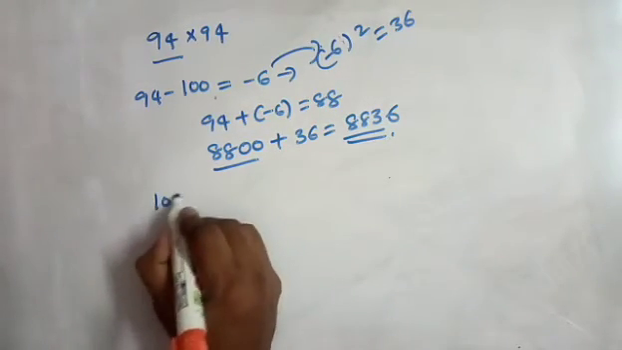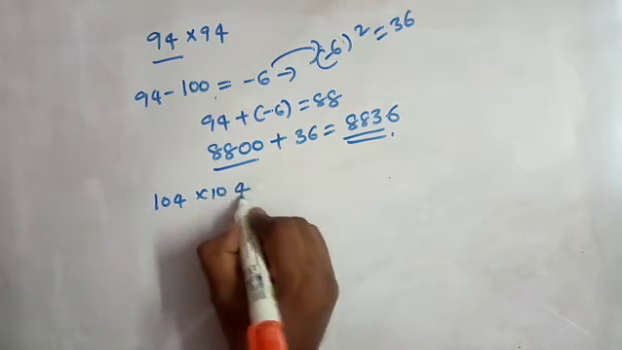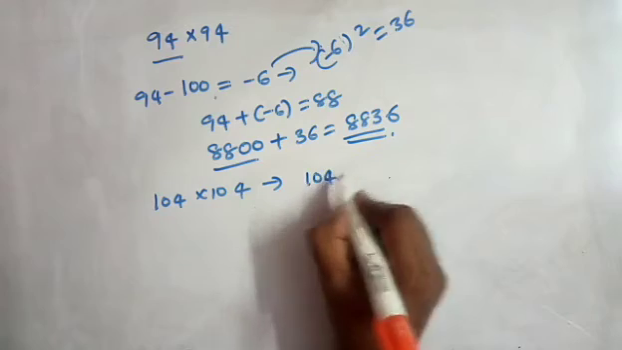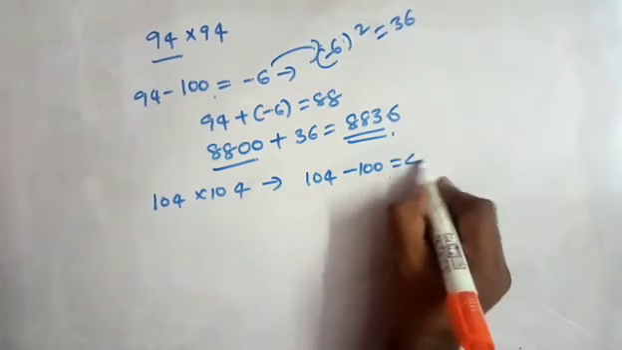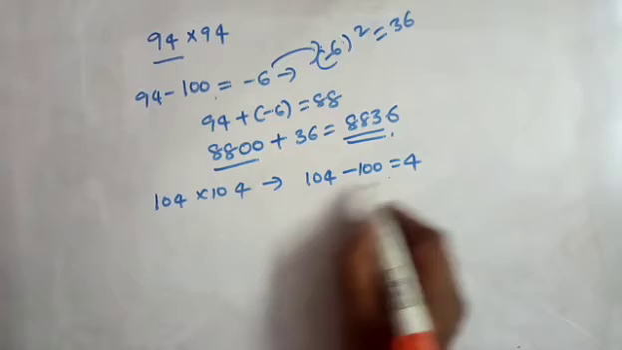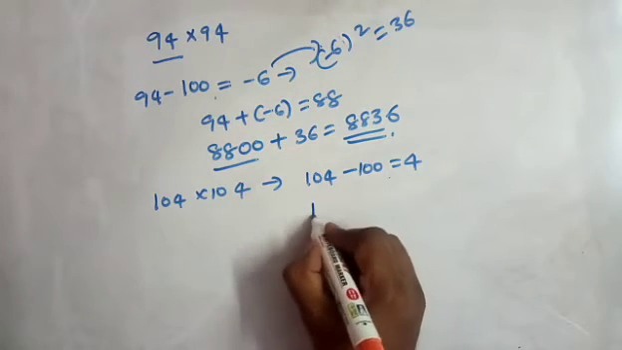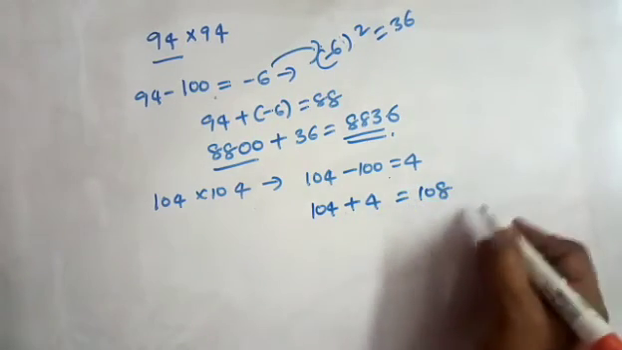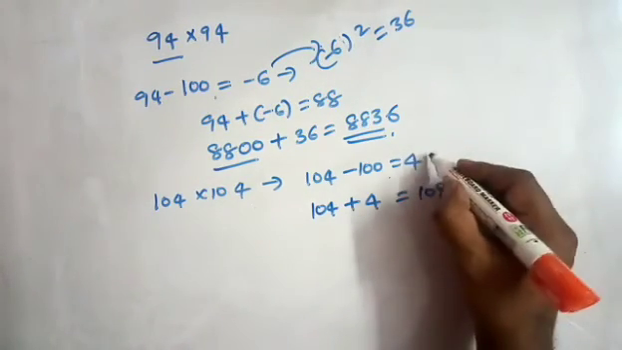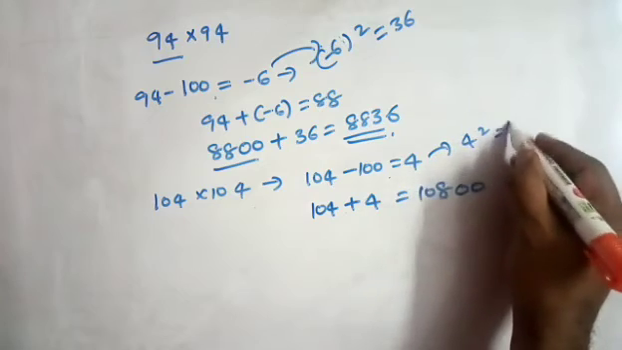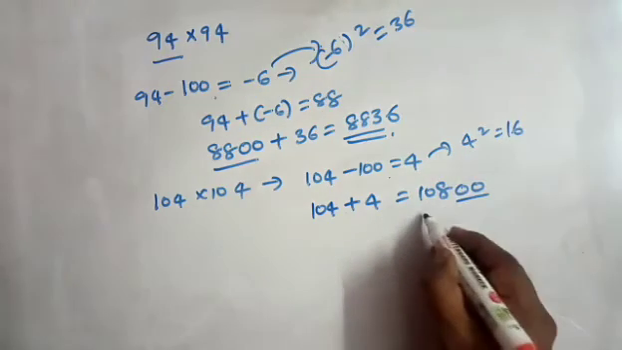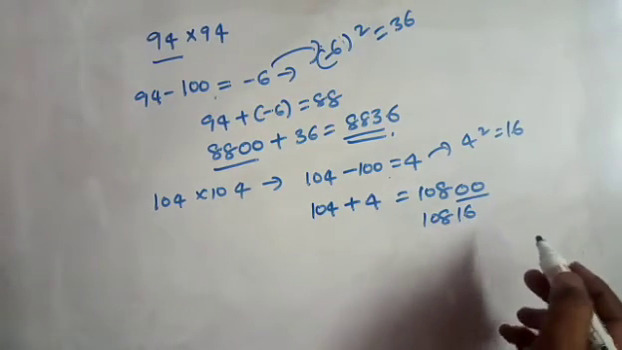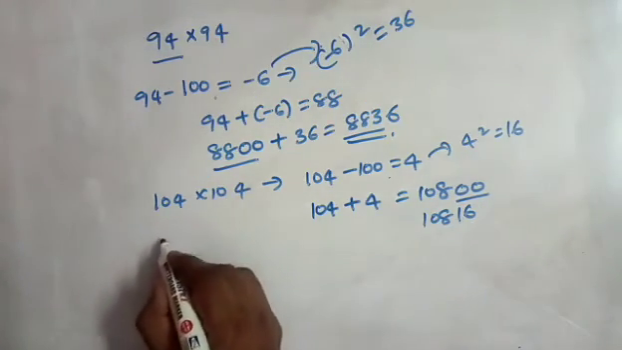Let us take another example, if we have 104 times 104. What I am going to do is subtract 100 from 104, you will get 4. Then the next one is 104, you are adding 4. This will be 108. You are adding two zeros here. This you are making 4 square. This is 16. So here it comes 10816, like this.